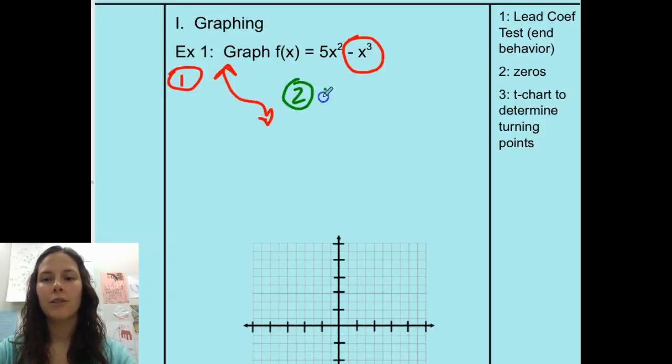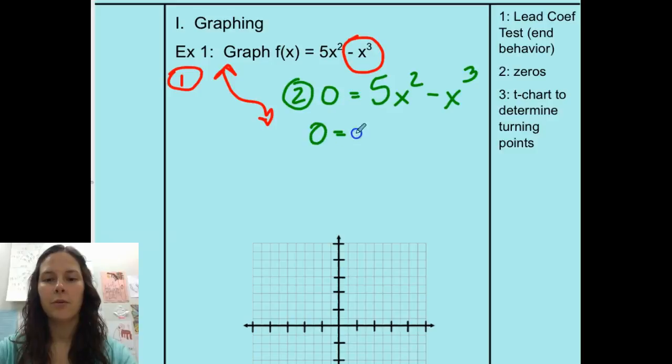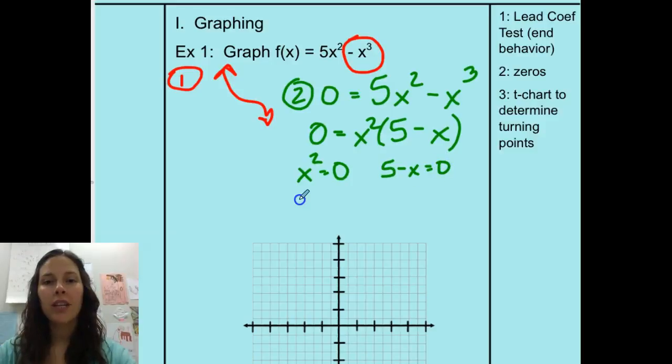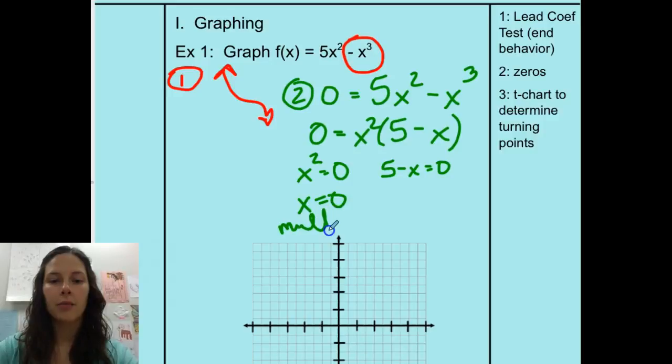Next, we'll find our zeros. So we set the function equal to 0 and solve for x. In this case, we can factor out an x squared and set each piece equal to 0. So x squared equals 0 and 5 minus x equals 0. Notice for the x squared we have a repeated 0. We have multiplicity of 2. The power on the x is 2. We could also write it as x times x and get two different answers for x equals 0. So note the multiplicity. This will be a turning point.